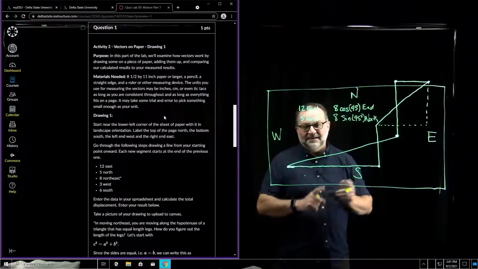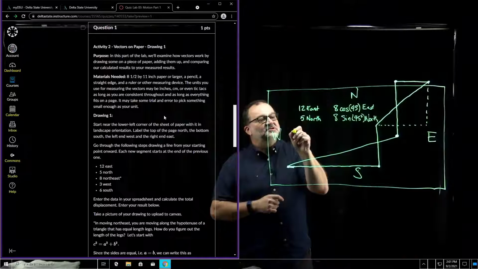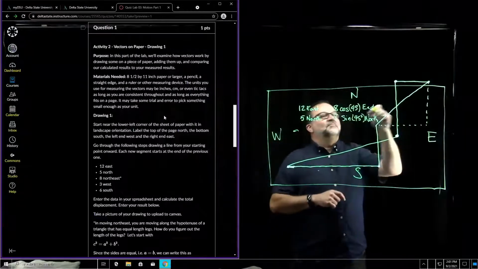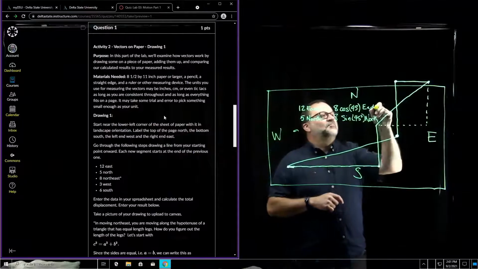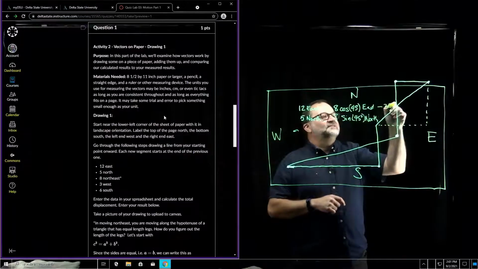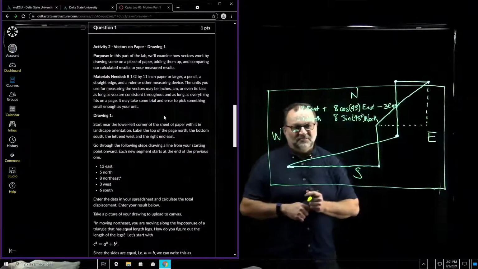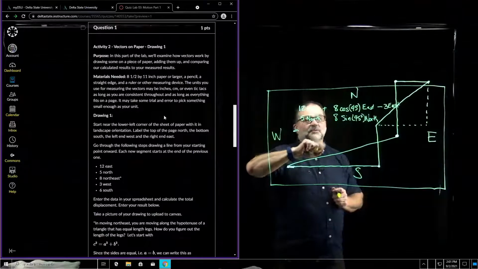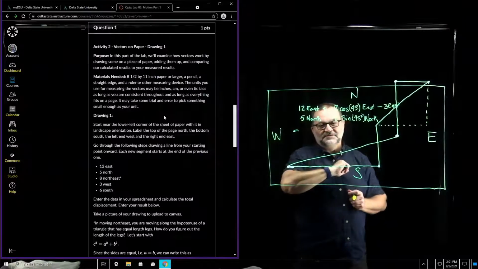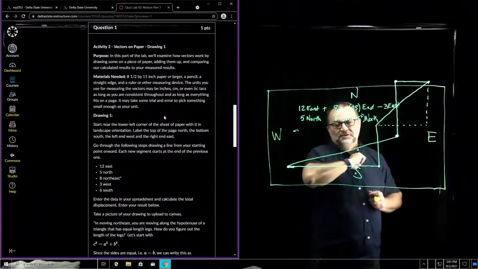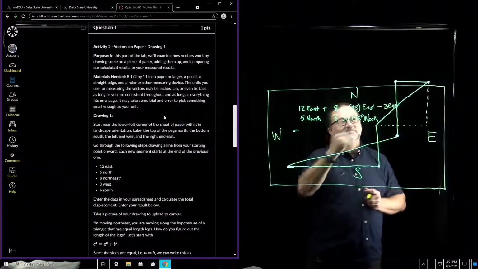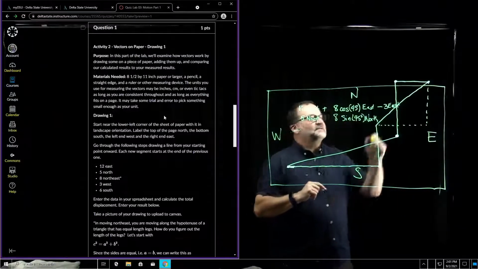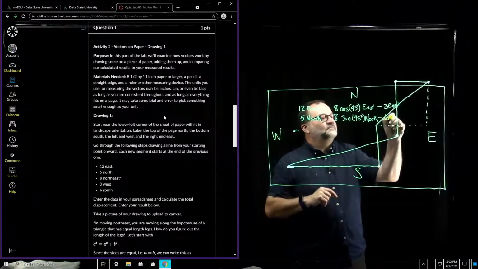Then we did 3 to the west, which is minus 3. Oh, let me put it up here with the east. That's going to be minus 3 to the east. I'm getting things all smushed together here, unfortunately. So we went 12 to the east. We went 8 cosine 45 degrees to the east. And then we go minus 3 to the east, because 3 west is just minus 3 east. And then we go minus 6 south. Okay.